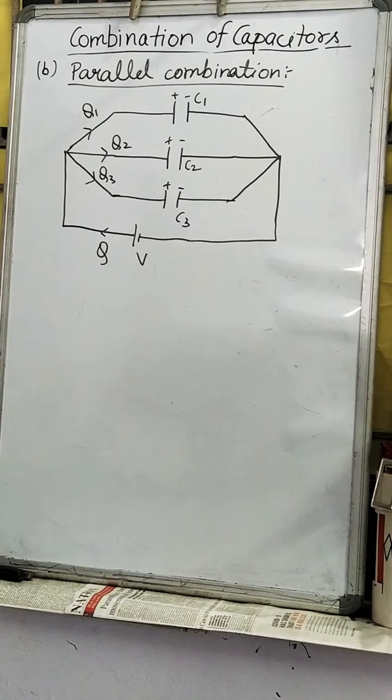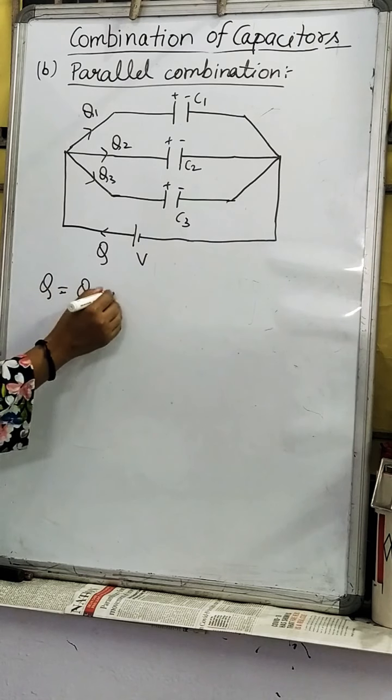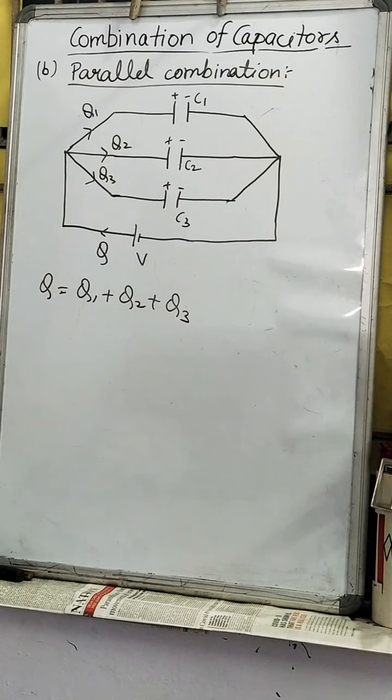By conservation of charge, Q equal to Q1 plus Q2 plus Q3. I told you in the first chapter that charge can neither be created nor destroyed. So Q equal to CP V. Here CP represents the total capacitance of the system when the capacitors are connected in parallel.